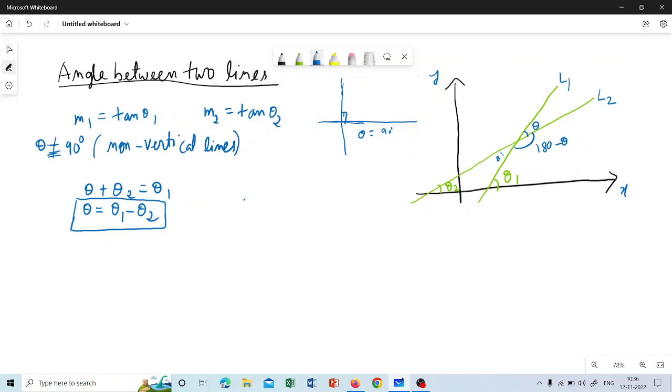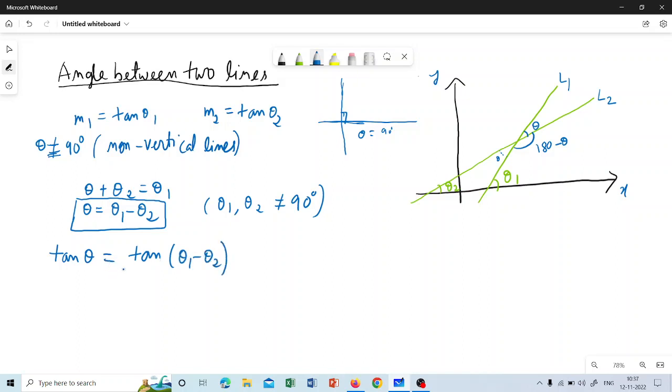Now also we are assuming, as I have already mentioned, that theta 1 and theta 2 should not be equal to 90 degrees. This will be valid. So therefore now I want to find the slope of the line. For example, slope, that is tan theta, is nothing but the slope at this point. Slope is equal to tan theta, which is equal to tan theta 1 minus tan theta 2.